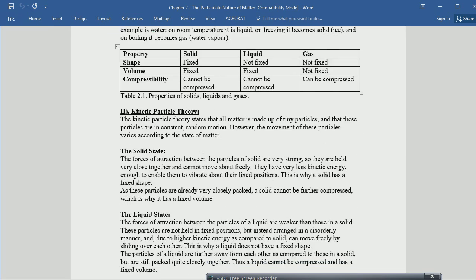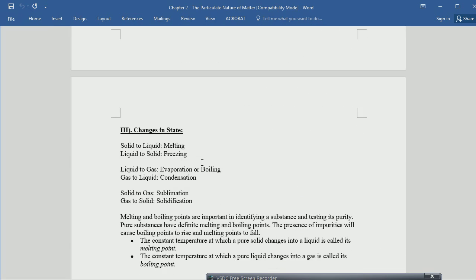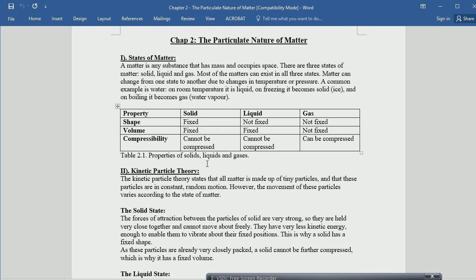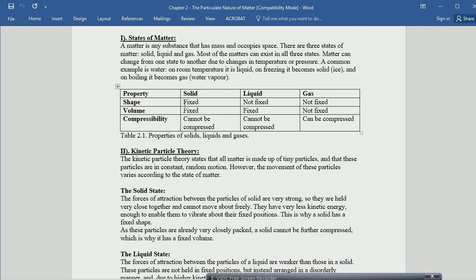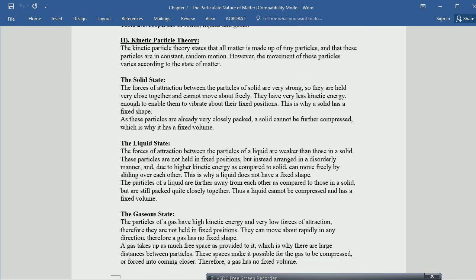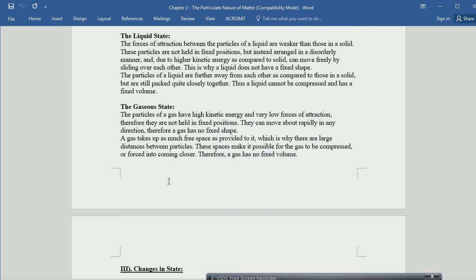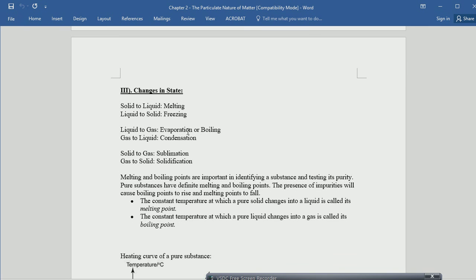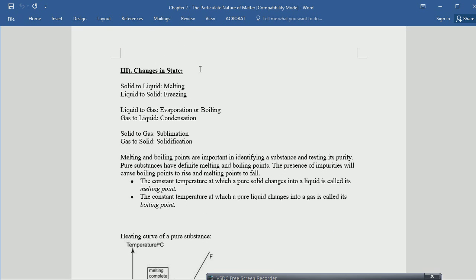Particulate nature of matter. In previous classes we have studied the particulate nature of matter, in which we studied the states of matter, shapes, volume, compressibility of the states of matter, solid, liquid and gases, and kinetic particle theory: the solid state, liquid state and gaseous state. We have studied these things in previous classes. Now today we will study the change in state. It also belongs to the particulate nature of matter.